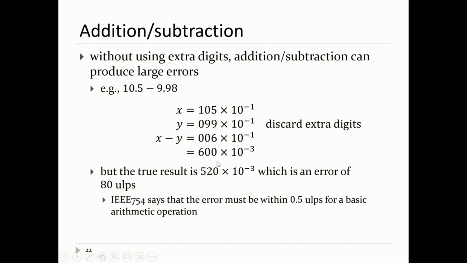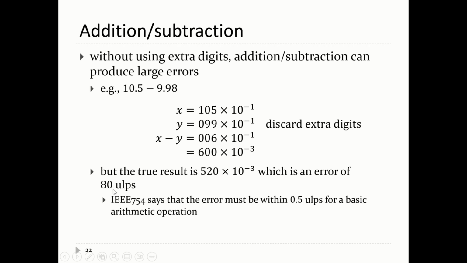Now scale that back up so that I'm writing it down in the proper floating point format. So that's 600 times 10 to the minus 3. If you actually compute this difference, the true value is 520 times 10 to the minus 3, compared to the computed value of 600 times 10 to the minus 3.